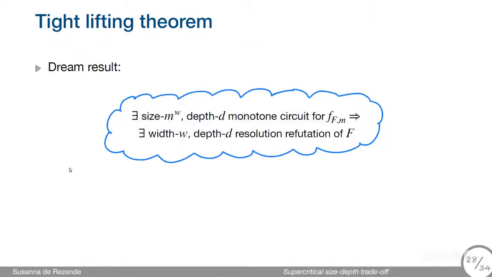So ideally, we would like no constants, right? So we would like to say, okay, if I have size m to the w, depth d, I'm going to get width w, depth d. This would be our dream result. So since at first it seemed a bit hard, we decided, okay, let's try to get this for resolution. So instead of getting a function there for monotone circuits, let's get another formula for which we can get size depth trade-offs for resolution.